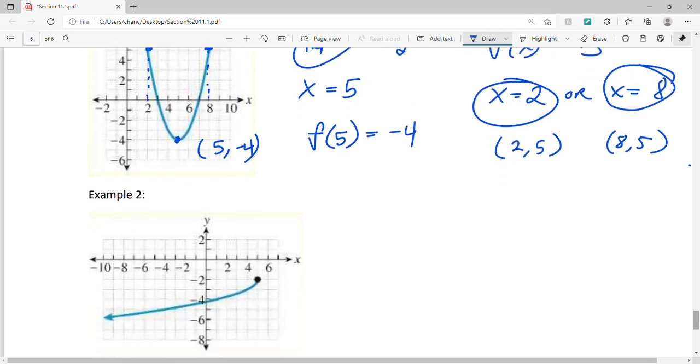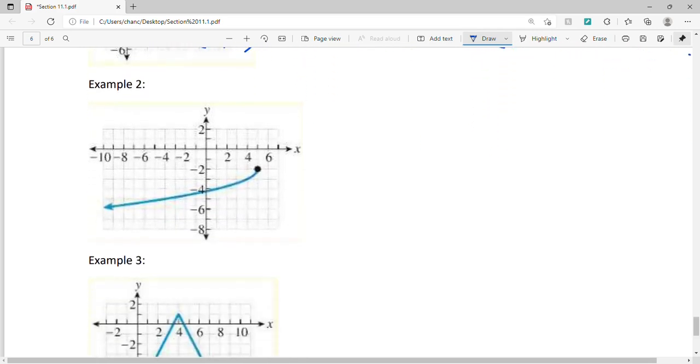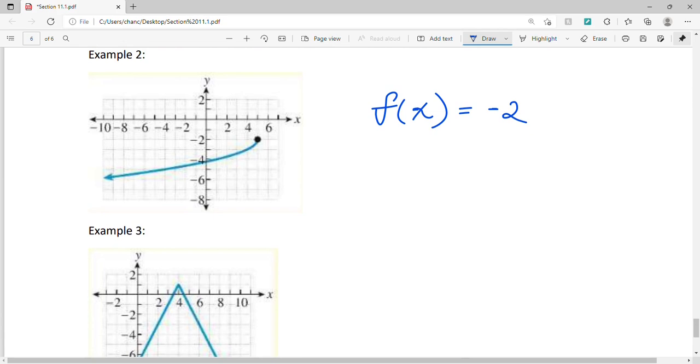Let's try it again. Let's look at example 2. I want you to find the x that would give us f of x equal to -2. And so think about it for a moment. If we look at the graph, this is the point 5, -2. So what x value would work? Well, this means f of 5 equals -2. So that missing x right here must be equal to a 5.